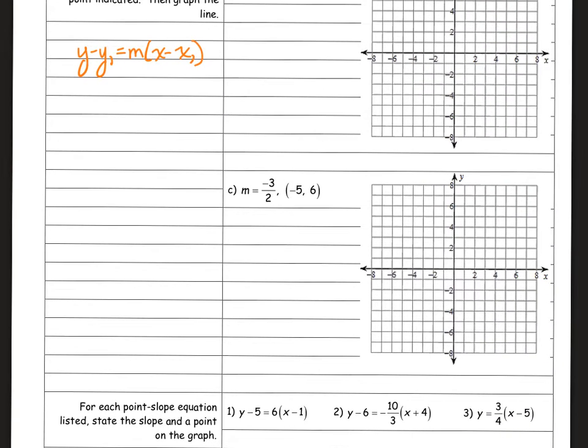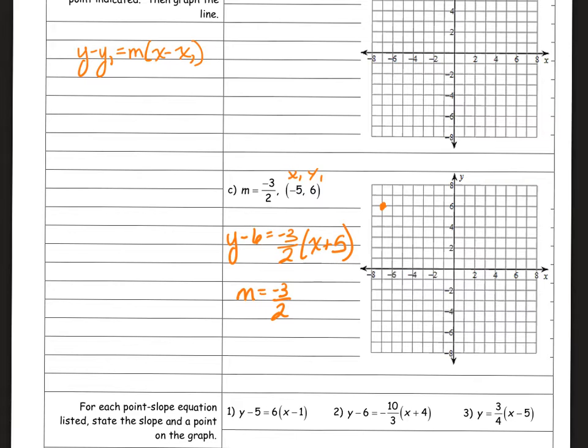So here we go. x1, y1. So I've got y minus 6 equals negative 3/2 times x plus 5, right? Minus a minus is a positive. So then my slope is negative 3/2, and my point is negative 5, 6.